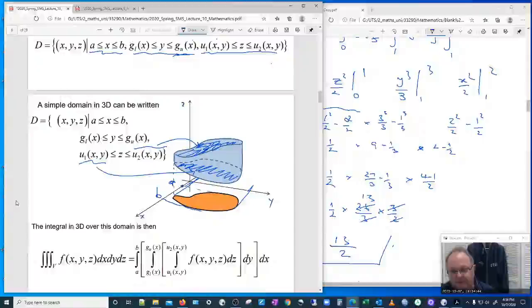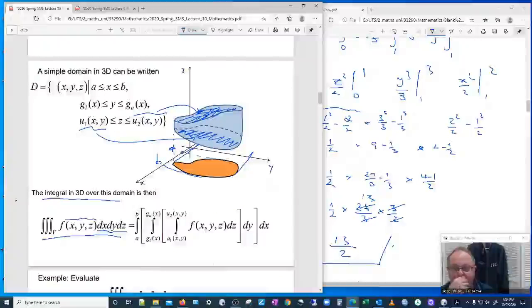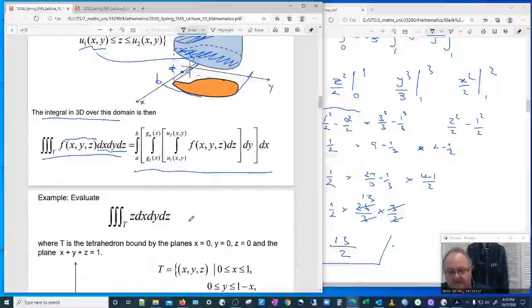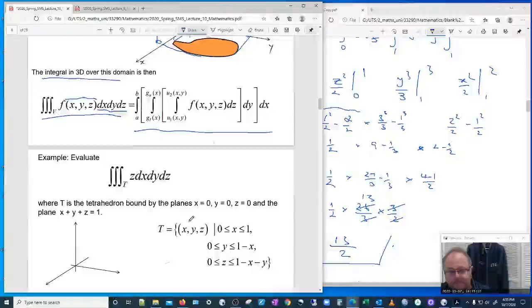Alright, so then if we integrate over a 3D domain, look at the form of the equation. We've got a 3-value function, x, y, z. We've got dx, dy, dz, and then we put in our domains so that we've got our complete set. Alright, so it would be reasonable for us then to do an example. Okay, so let's have a look at an example.